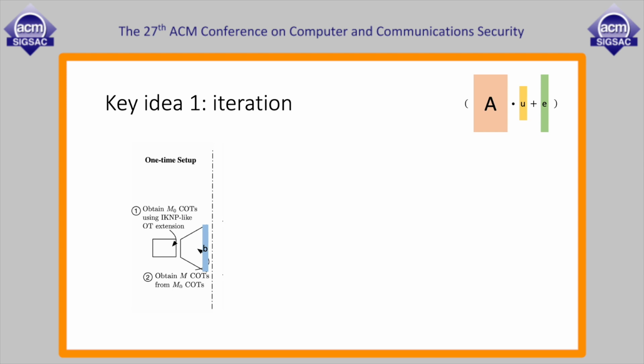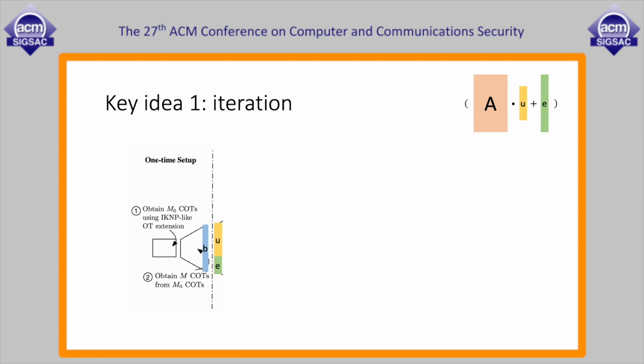There are two key ideas that are included in our optimizations. The first key idea is the iteration. As we can see from the LPN assumption, first we need a small number of COTs as the seed, then we expand it. At the very beginning of our protocol, in the one-time setup phase, we first generate a small number of COTs using the IKNP style of the extension. Using these COTs as inputs, we run our COT protocol based on LPN assumption with a small set of parameters to expand more COTs. This serves as the input of the main protocol.